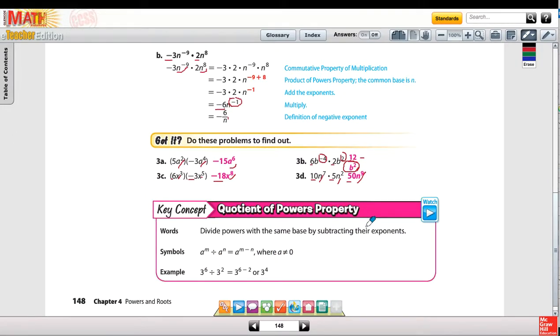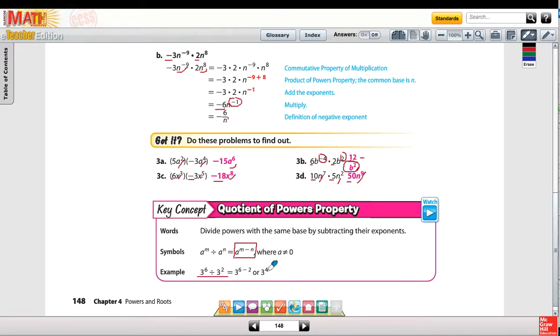Now we're going to introduce the quotient of powers property. A to the m divided by a to the n is equal to a to the m minus n. We're going to subtract when we divide. So for an example, 3 to the 6 divided by 3 to the second is equal to 3 to the 6 minus 2, or 3 to the fourth. Once again, it's not some made-up rule.